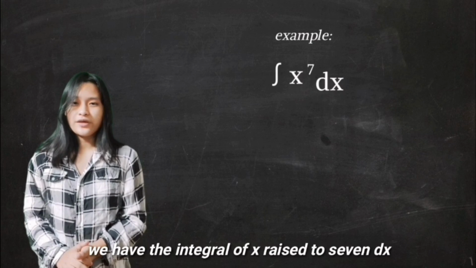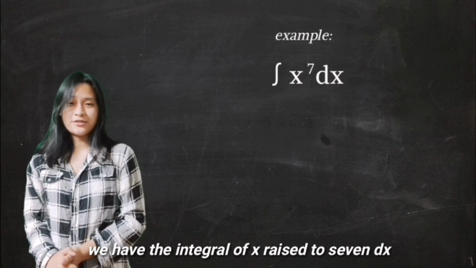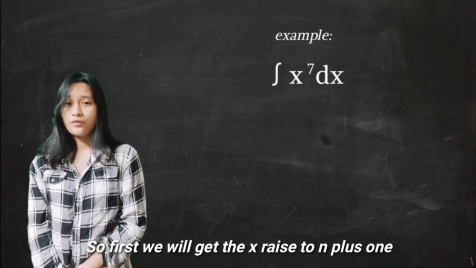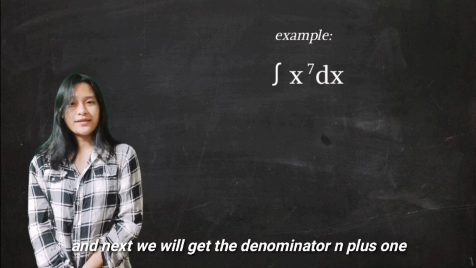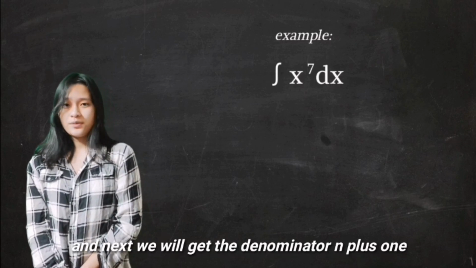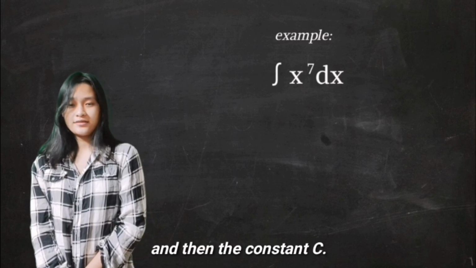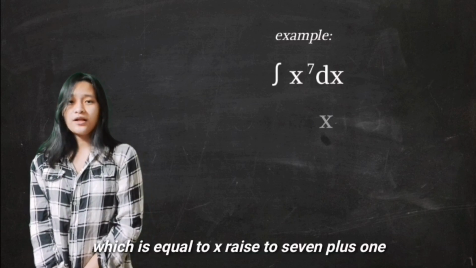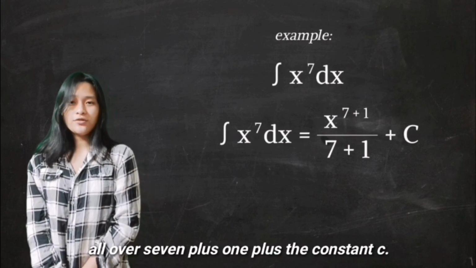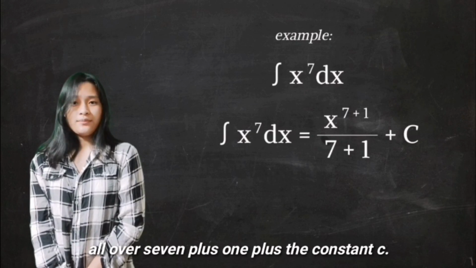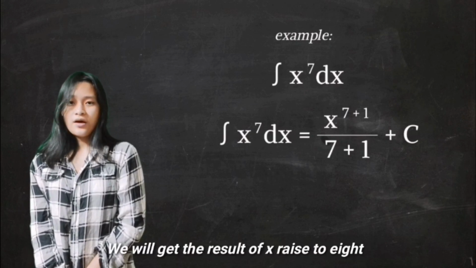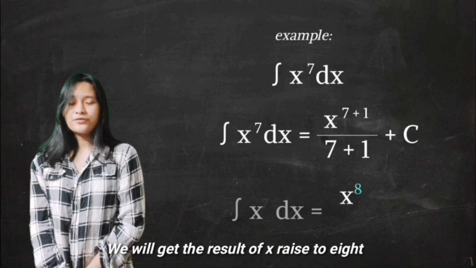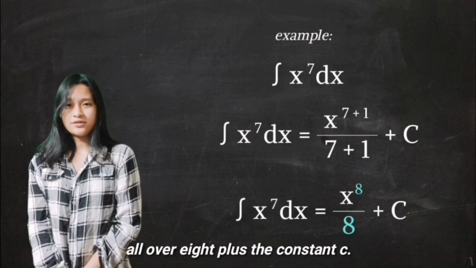For example, we have the integral of x raised to 7 dx. So first we will get x raised to n plus 1 and the denominator n plus 1 and then the constant c, which is equal to x raised to 7 plus 1 all over 7 plus 1 plus the constant c. We will get the result of x raised to 8 all over 8 plus the constant c.